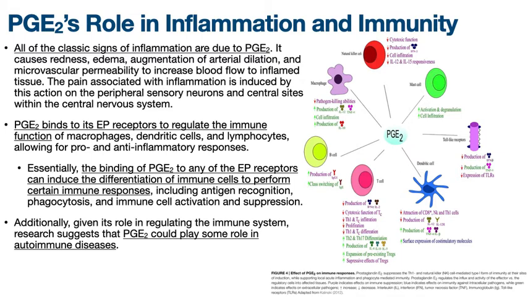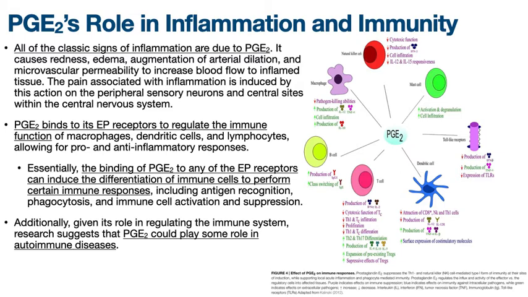And so essentially that binding of prostaglandin E2 to any of the EP receptors can induce a differentiation of immune cells to perform certain immune responses, including antigen recognition, phagocytosis, and immune cell activation or suppression. It does it all. And additionally, given its role in regulating the immune system, research suggests that this prostaglandin E2 might even play some role in autoimmune diseases and disorders.